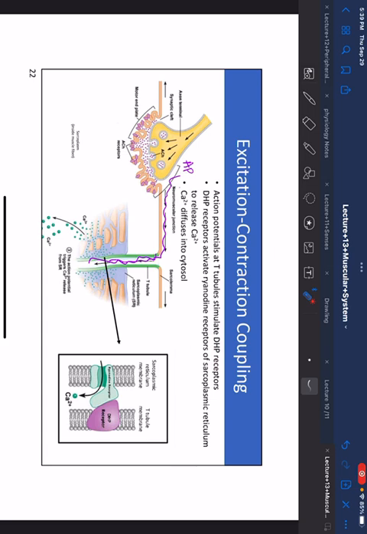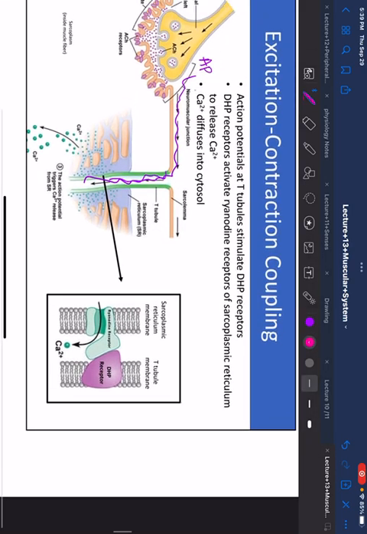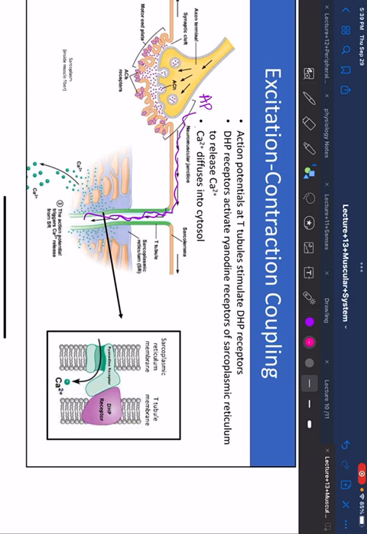So, if we look closely, let's use red. Here's your T tubule membrane. This DHP receptor resides here. And then you have the plasma membrane of the sarcoplasmic reticulum, which is located right next door. So you have to imagine that these two structures are located right here.